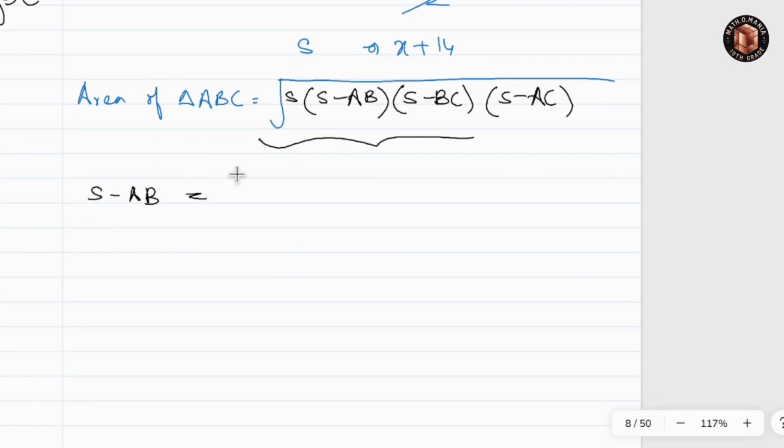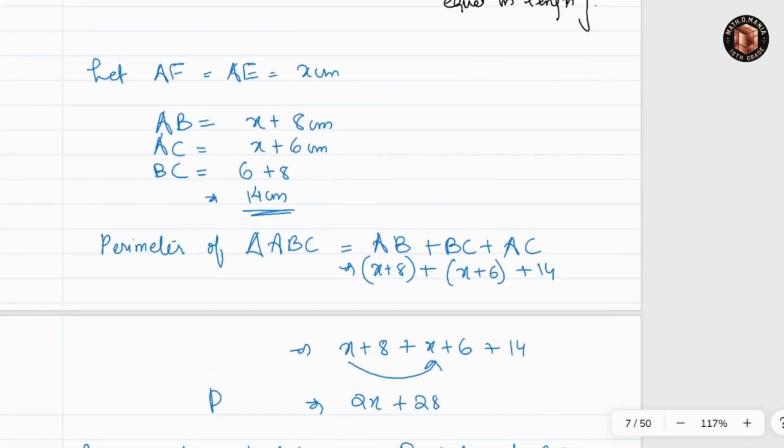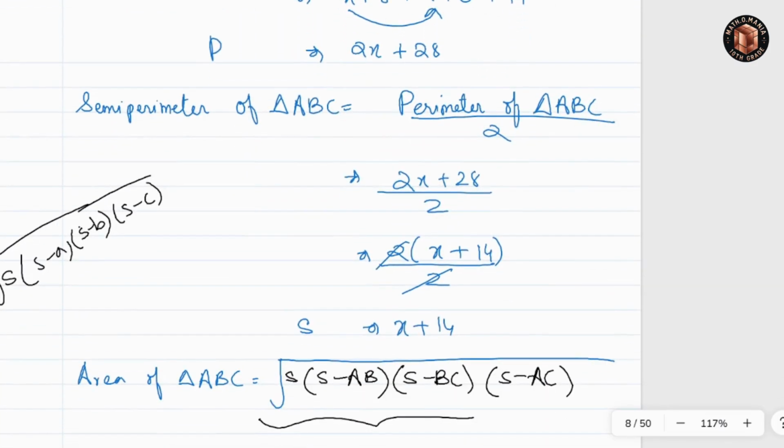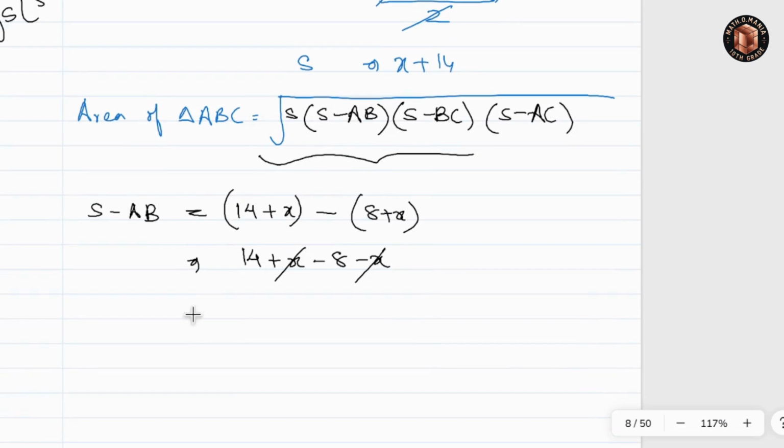What is s minus AB? S equal to x plus 14, or 14 plus x, in any way you can write. So 14 plus x minus, what is AB? Here we have found AB, right? AB equal to x plus 8. So minus, here I will write 8 plus x. So here I can write it like that: 14 plus x minus 8 minus x. This x and this x will get cancelled, and I will get 14 minus 8 equal to 6. So I got my s minus AB equal to 6.